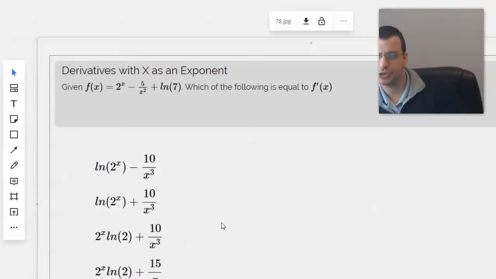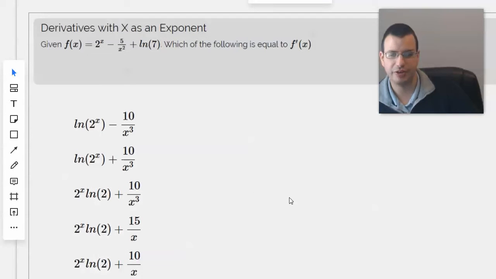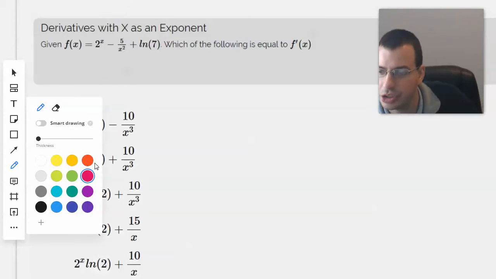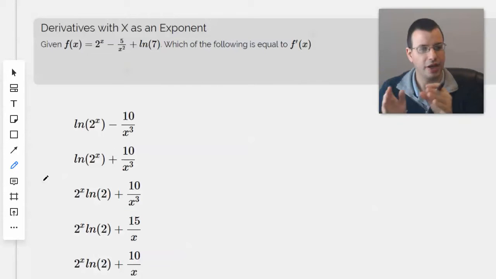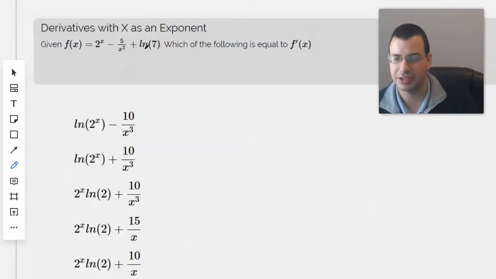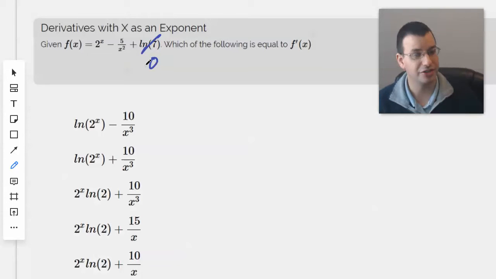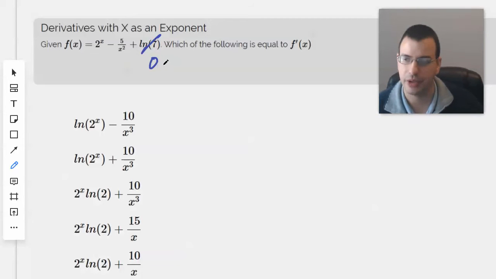Given f of x equals 2 to the x minus 5 over x squared plus natural log of 7, which of the following is equal to the derivative, f prime of x? Okay, so since these are all separated by adding or subtracting, it's basically like finding three separate derivatives. So I'm going to start with natural log of 7 because that's a constant, and when you take the derivative of a constant, it goes to 0. So don't even have to worry about that.